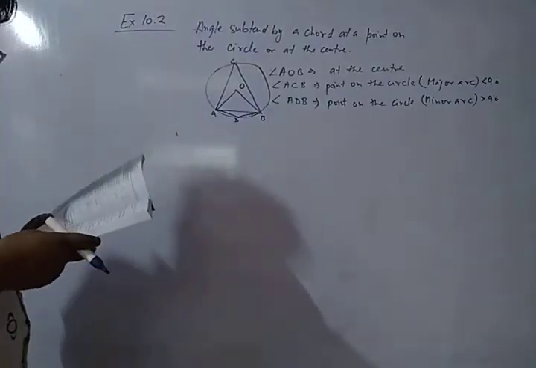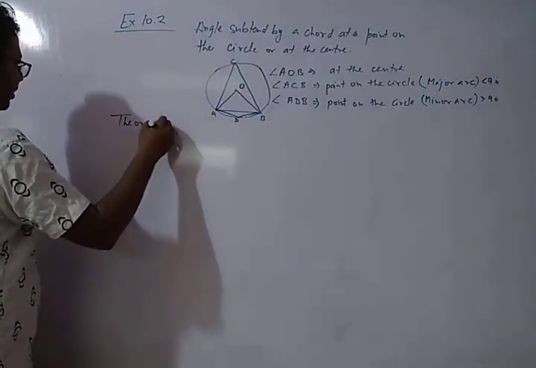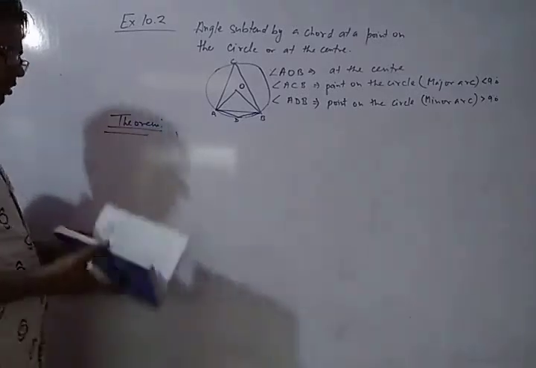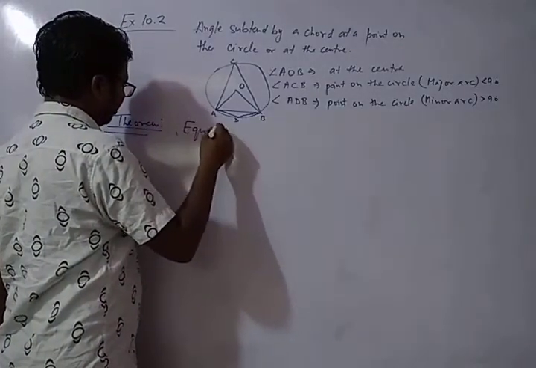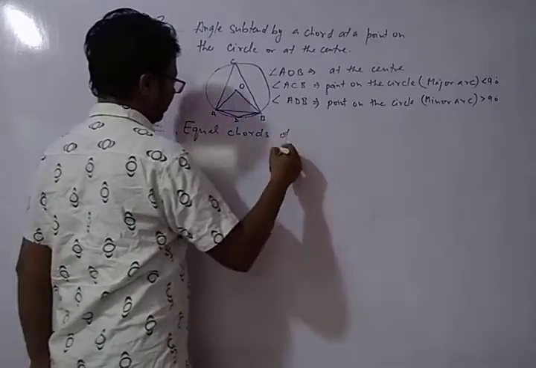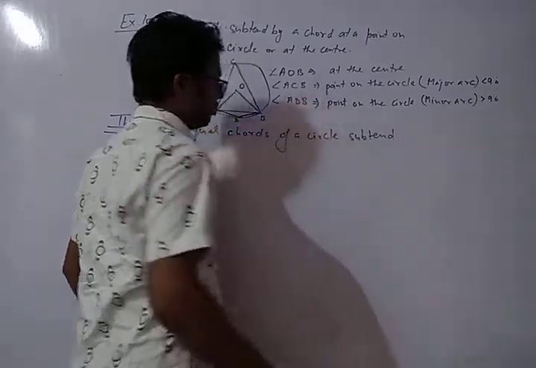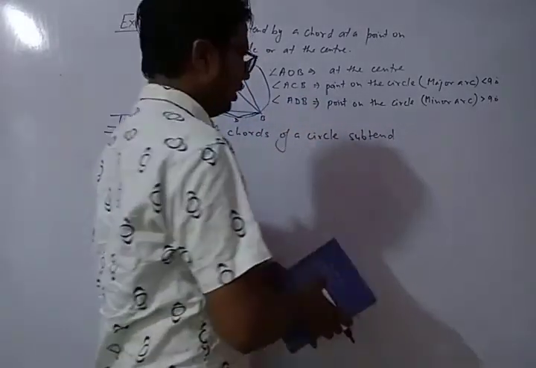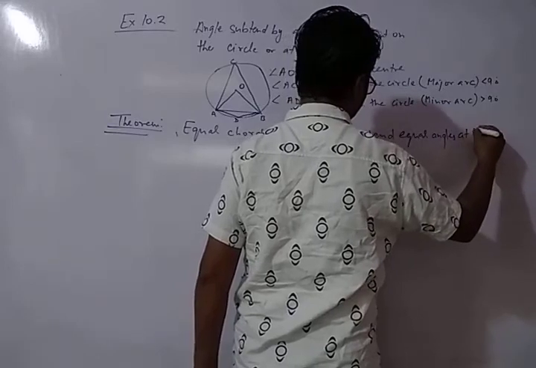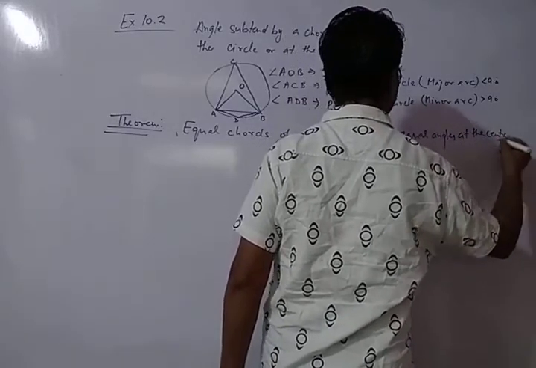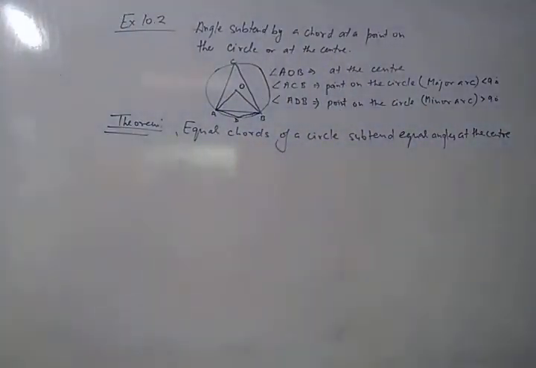Now we will see the theorem. What the theorem says that first, equal chords of a circle subtend equal angles at the center.